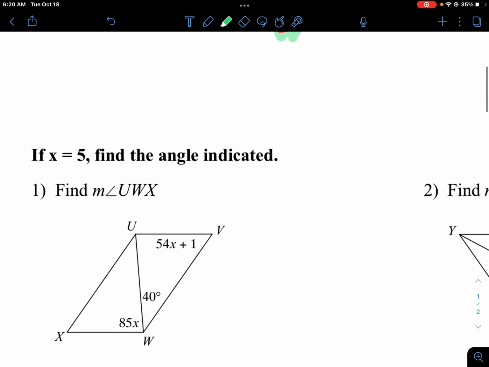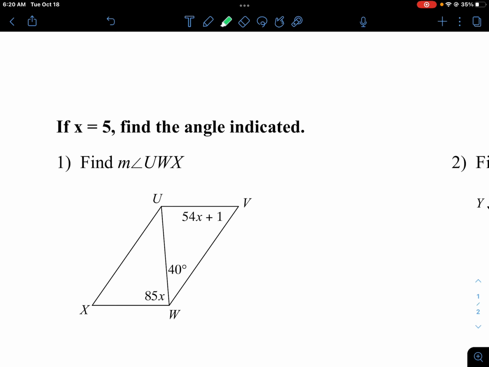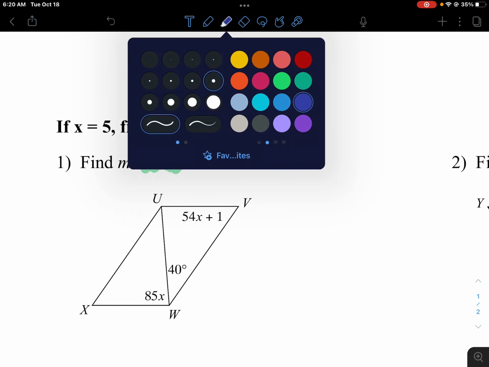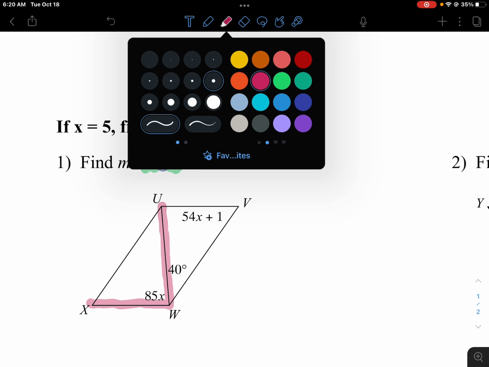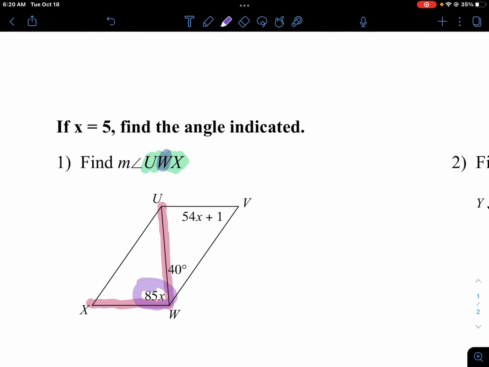So on number one, you're finding UWX, and W is going to be where the angle is. So I suggest that you just trace all three letters. So U, W, X, and whichever one is in the corner that you trace, that's the angle that you need to plug it in. So this one right here.